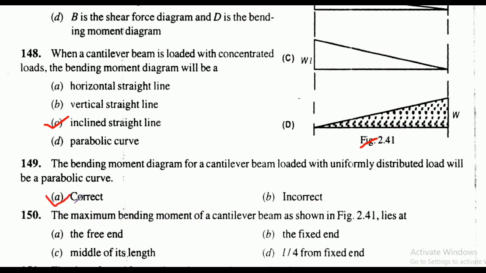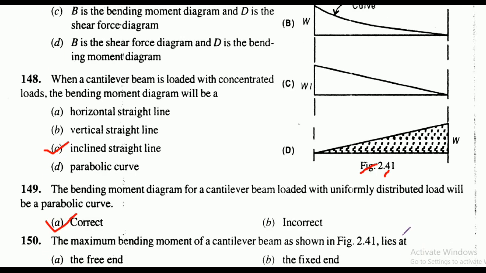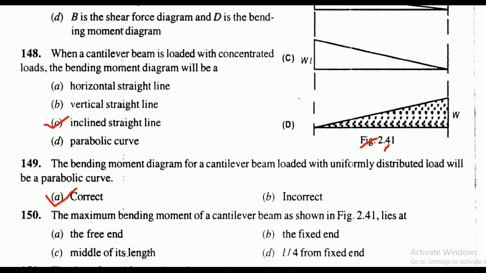That is A. Next is the maximum bending moment on a cantilever beam as shown in figure. This figure again, friends, lies at here. This is the figure. Okay, and here these are the options, and here correct answer is option B, that is the fixed end.